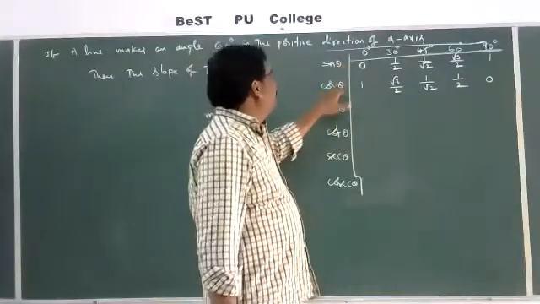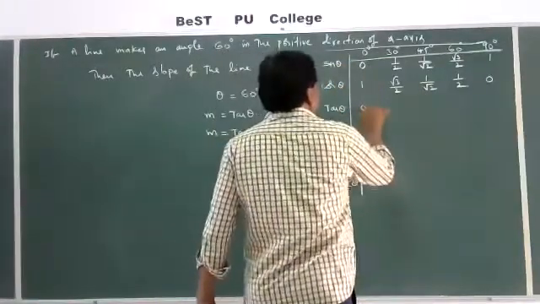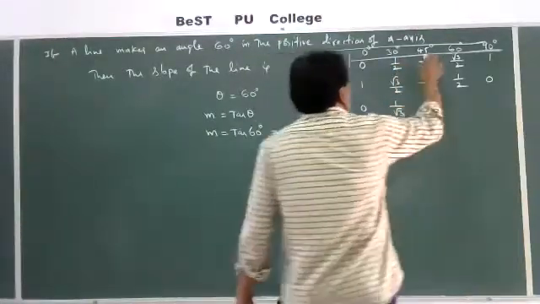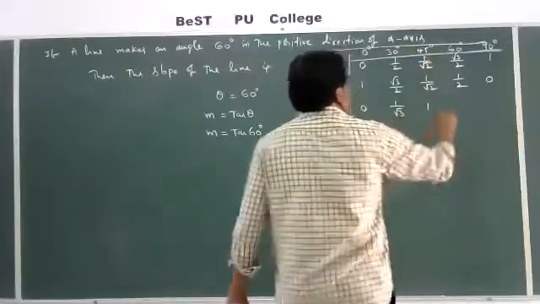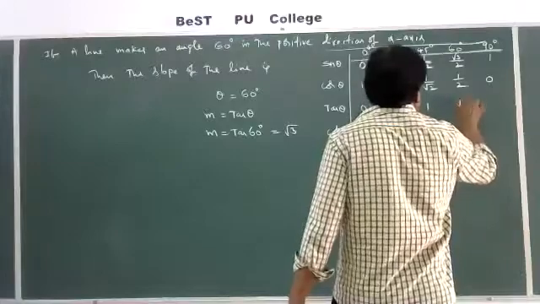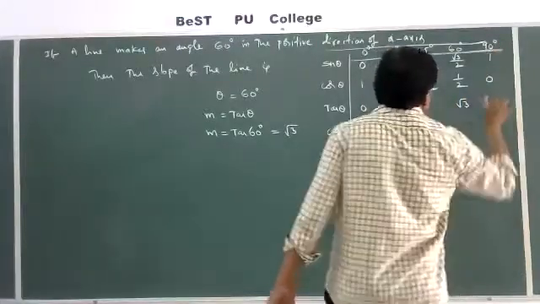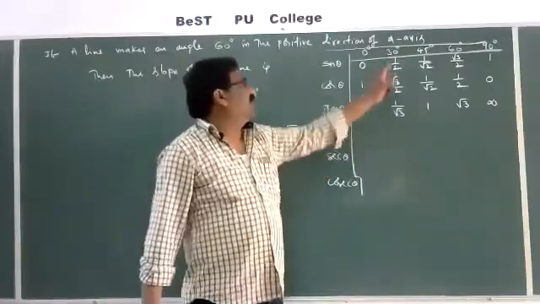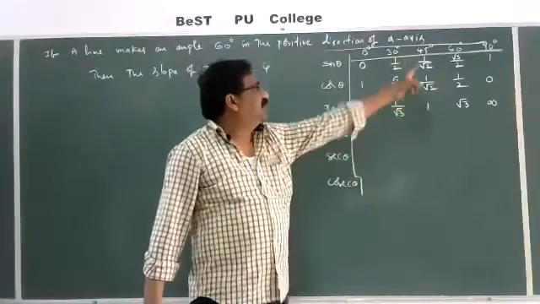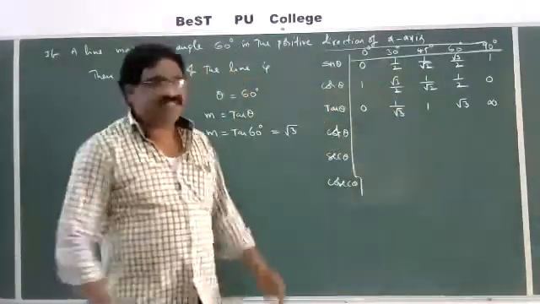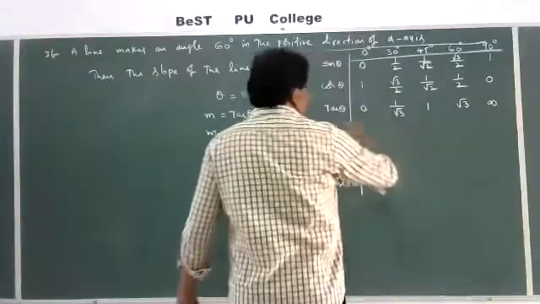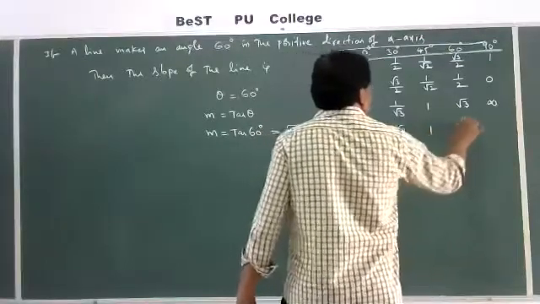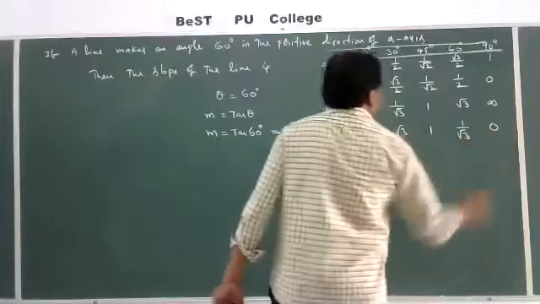Tan theta is sine by cos, that is 0 by 1, 0. 1 by 2 divided by root 3 by 2, you get 1 by root 3. 1 by root 2 divided by 1 by root 2, you get 1. Root 3 by 2 divided by 1 by 2, you get root 3. And 1 by 0 is infinity. Those are the tan values: tan 0 is 0, tan 30 is 1 by root 3, tan 45 is 1, tan 60 is root 3, tan 90 degrees is infinity. Cot is the reverse of tan values: infinity, root 3, 1, 1 by root 3 and 0.